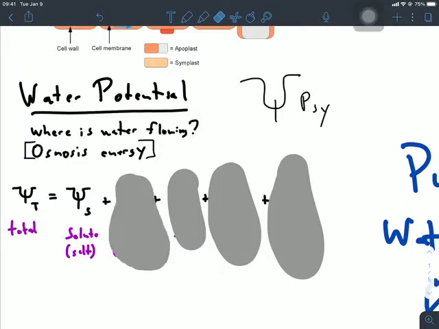Our next component is also, that's a big eraser, that's why that's going that way.